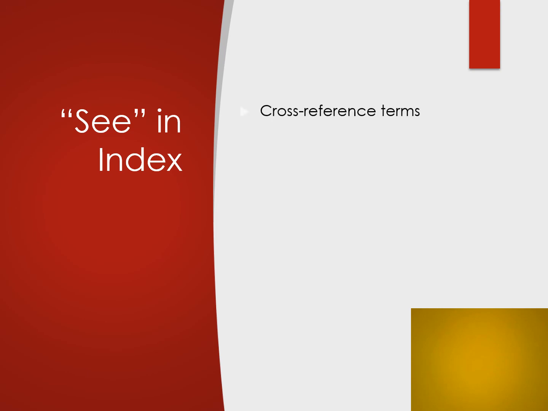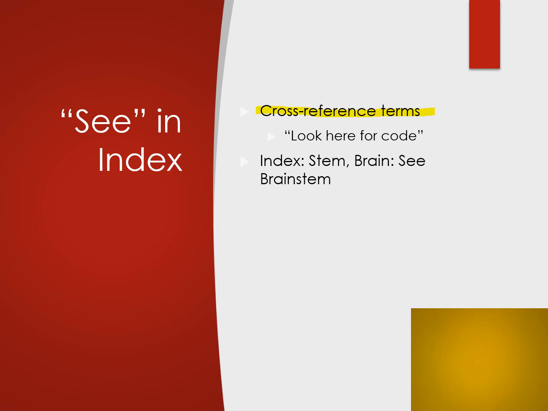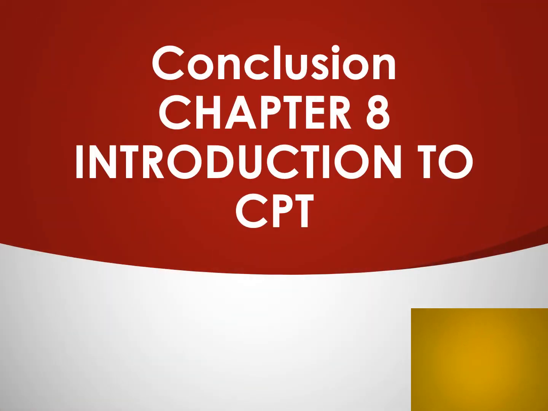In the index, you may see where it says cross-reference terms. For example, it will say, look here for code, etc., within the index. So here we go, an example. In the index, we look for stem and then brain, and it tells us see brain stem. So that's what we would do. So that's the conclusion of the introduction to the CPT.